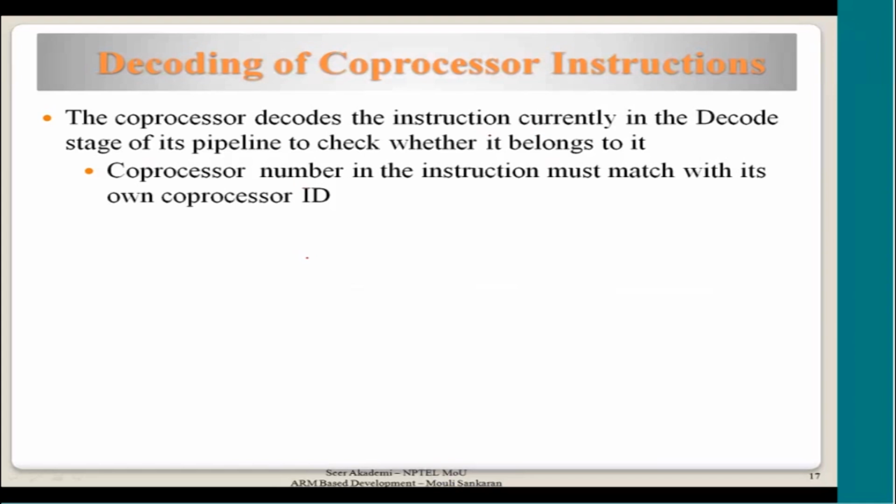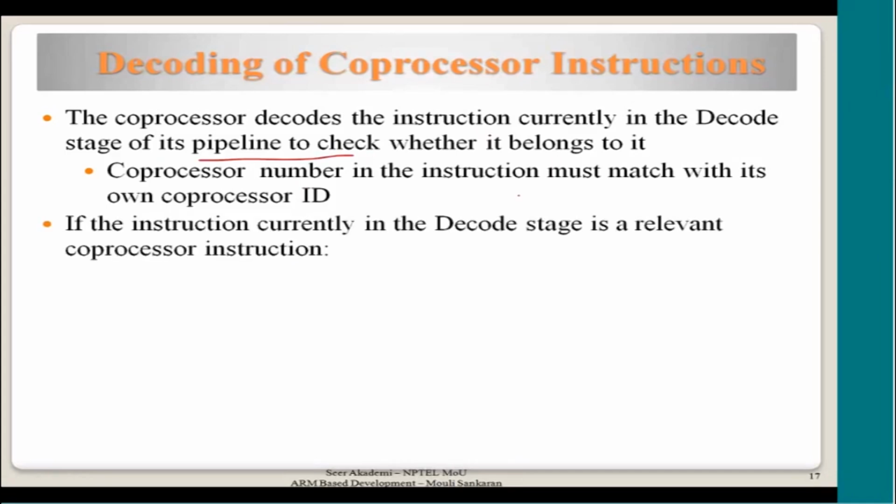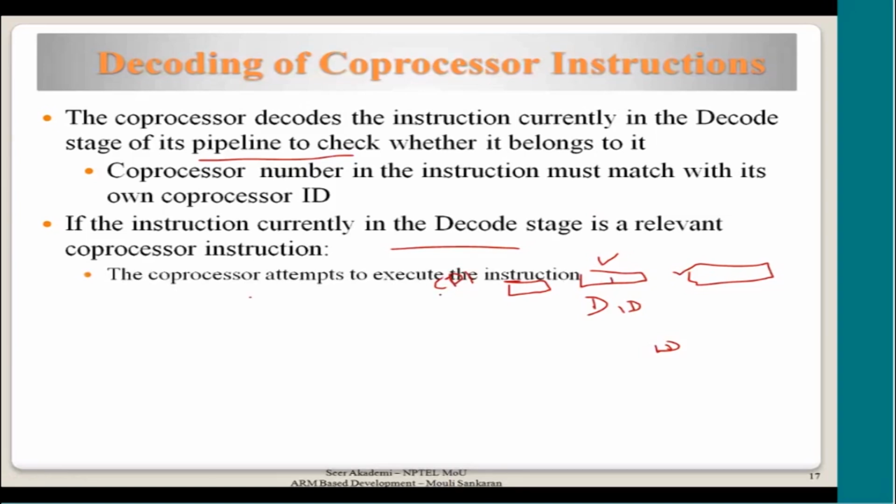Okay, so the coprocessor decodes the instruction currently in the decode stage of its pipeline to check whether it belongs to it. If the coprocessor number matches its own ID, it will generate the required signal. Suppose the coprocessor is looking at the instruction and sees that it is a coprocessor instruction in the decode stage, and the coprocessor ID matches its own ID. Okay, this is CP1 and the instruction's ID is also 1. Now what does it do? The coprocessor attempts to execute the instruction. It will start executing the instruction.